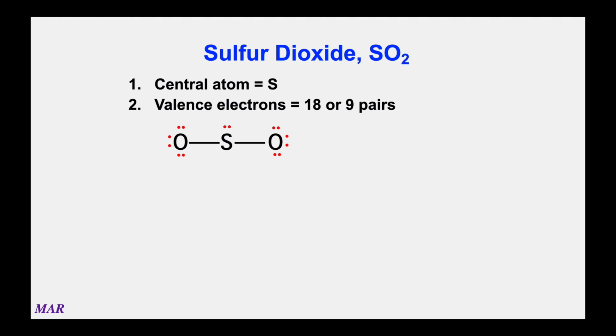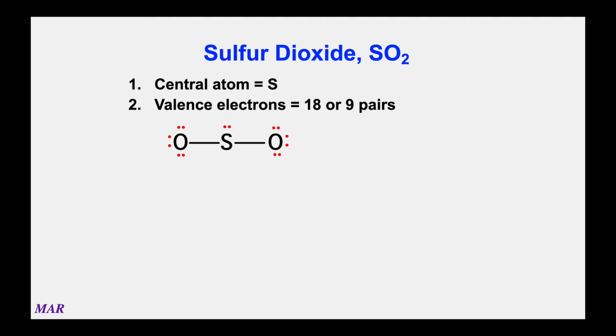The sulfur has 1 more pair left over. It goes on the middle. So a question to ask yourself right now: does the sulfur have a filled octet? And if you said no, you are absolutely right. Sulfur, like carbon, wants to have 4 pairs around it.